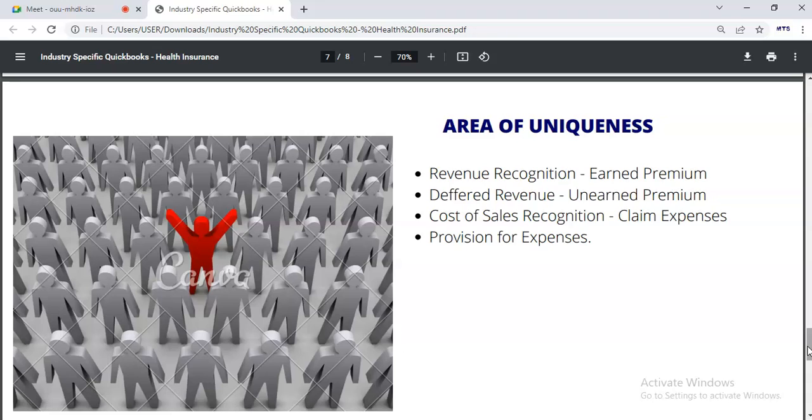Now, what we are basically concerned about is this area of uniqueness. That is, what is the area of uniqueness of this particular industry, and how does this apply to us as an accountant or a finance professional? Now, the first one here is revenue recognition, what we refer to as the earned premium. One thing we need to know is that for health insurance, the way it works for the HMO is that a corporate body or an individual pays a premium to us on a monthly basis.